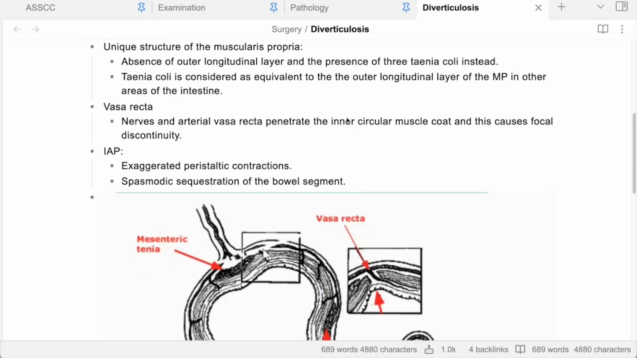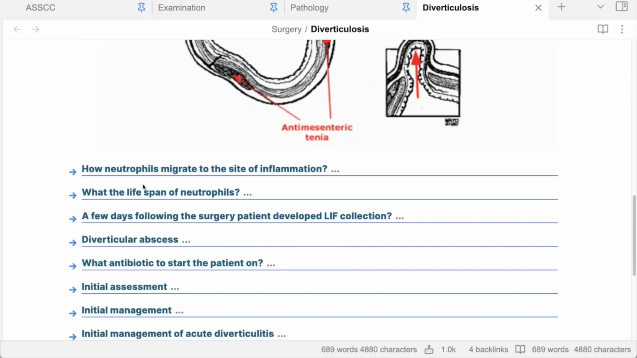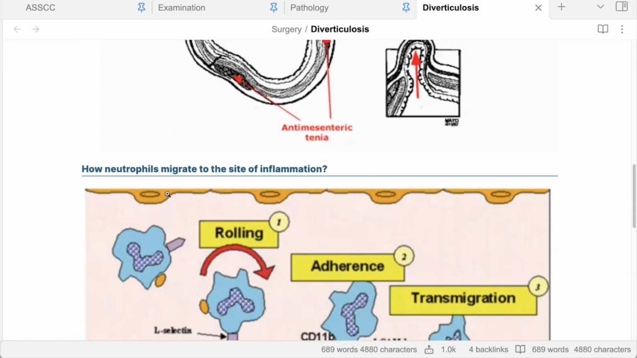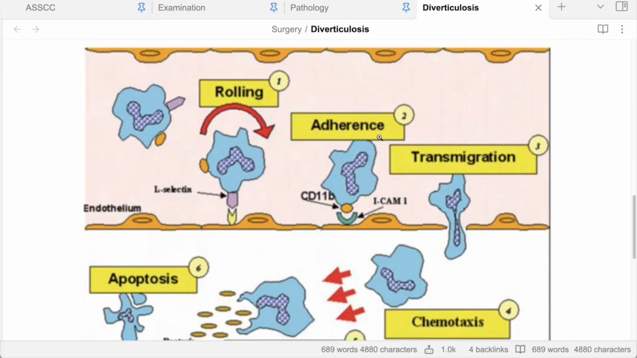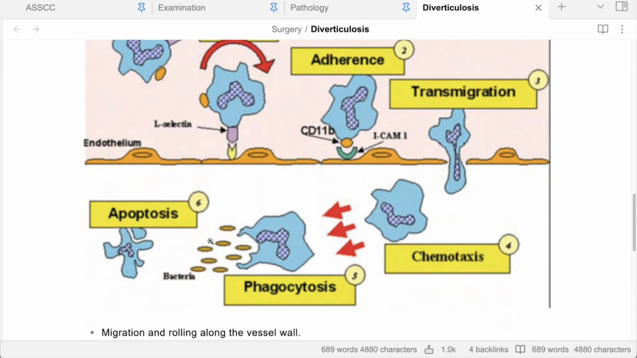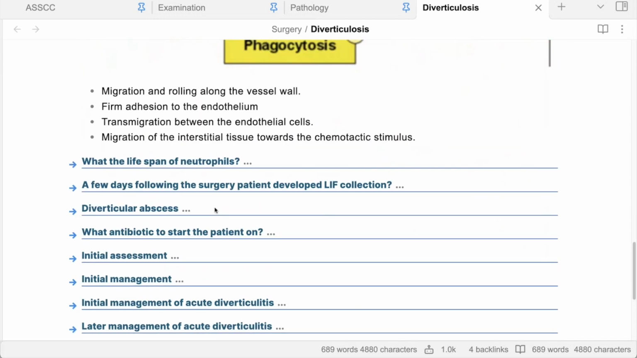So how do neutrophils migrate to the site of inflammation? I think we've done this before, but I'm happy to do it again. It's 4 steps. Number 1 is margination and rolling onto the vessel wall. The second step is firm adhesion to the endothelial wall. The third step is transmigration along the endothelial cells, and lastly, the migration in the interstitial tissue towards the chemotactic substance. Yeah, well done. So you have here rolling, adherence, transmigration, and then chemotaxis. You can continue with phagocytosis and apoptosis at the end, but that's fine.